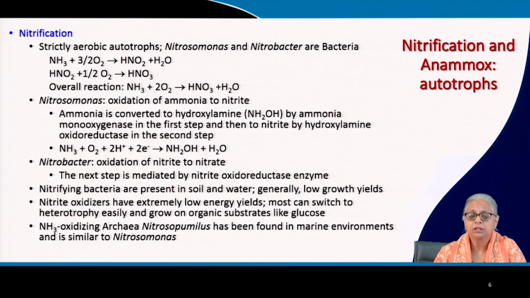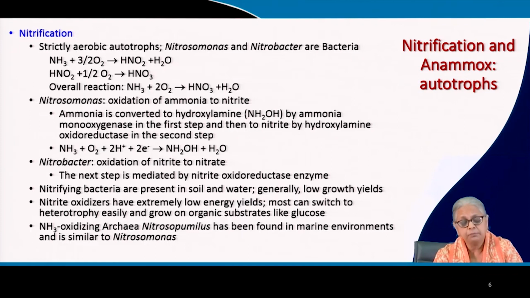So the first step is shown over here. Ammonia plus oxygen plus 2 protons plus 2 electrons will go to hydroxylamine. This hydroxylamine is then converted by the hydroxylamine oxidoreductase enzyme to nitrite. Then we come to nitrite. Nitrite has to be converted to nitrate, and that is done by Nitrobacter. This second step is in the entire conversion of ammonia, the most reduced form of nitrogen, to nitrate, the most oxidized form of nitrogen, that is the entire gamut of the nitrogen species, so to speak. The next step is mediated by nitrite oxidoreductase enzyme. Now these nitrifying bacteria together are responsible for completing the complete oxidation of nitrogen containing compounds.